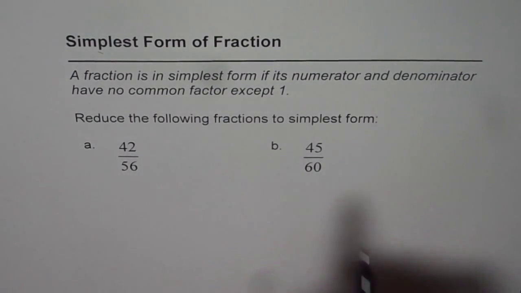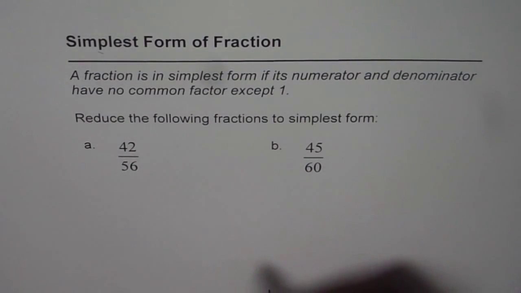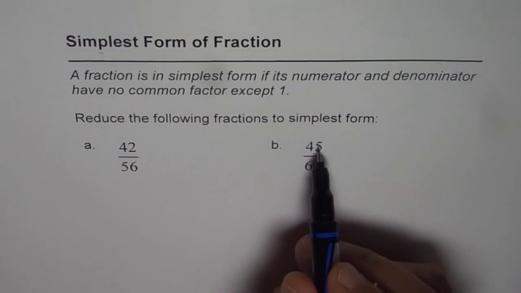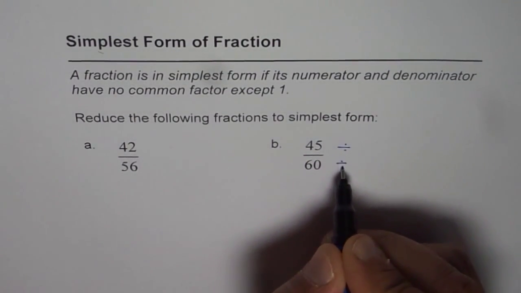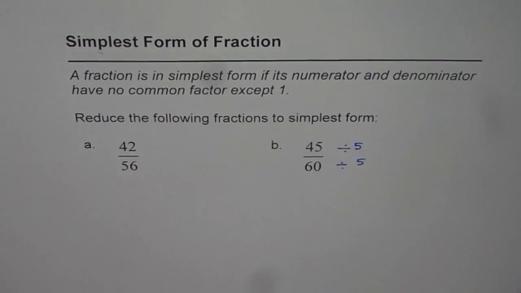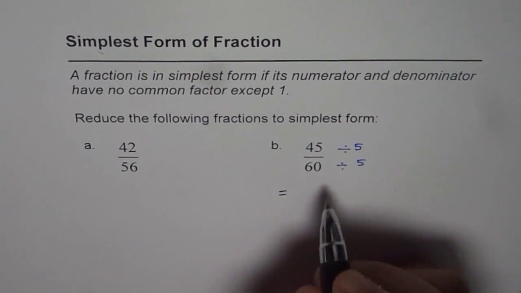How to do that? Well, we have to divide both numerator and denominator by their common factors. Once we get rid of those common factors by dividing, step by step we can reduce them to the simplest form. Now in this case, 45 over 60, both can be divided by 5. So if I divide them both, numerator and denominator, by 5, what do I get? The first step is, since it was very clear that both can be divided, let's divide by 5.